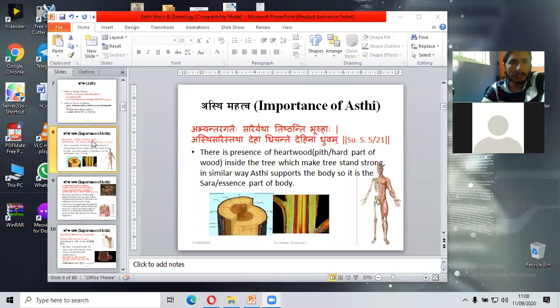So see here, yesterday we were reading the importance of Asthi. Importance of Asthi or function of Asthi means the same thing, okay? Same point you can write: importance and the function. So we are seeing the importance of the Asthi. You can see in this picture here. Yesterday I have already explained; one diagram I have kept for you here.